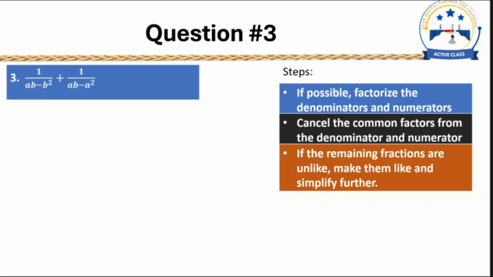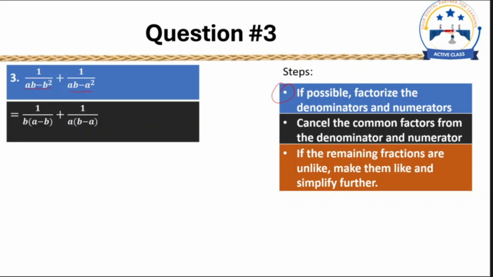Simplify this expression. Again, we follow the same three steps. First, if possible, factorize the denominators and numerators. Here, in both the fractions, denominators can be factorized. So in the first fraction, we have got ab minus b square, so b is common. Likewise, in the second fraction, ab minus a square, so there we can take a as the common factor.